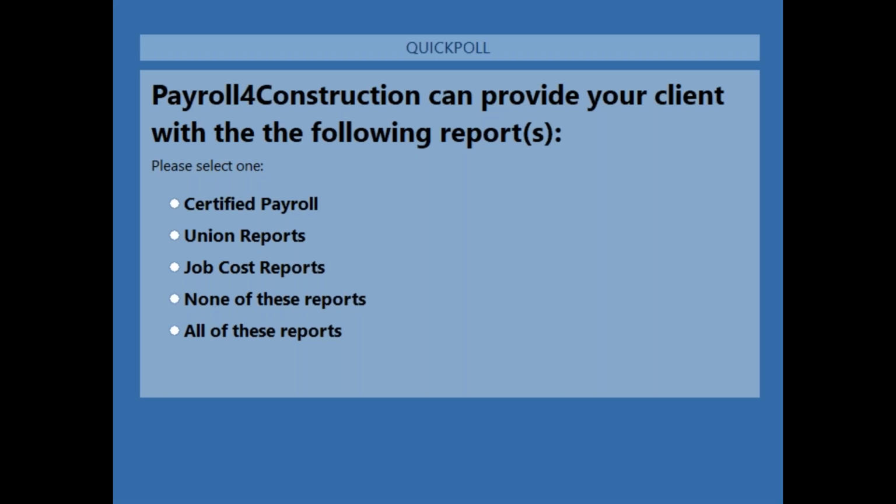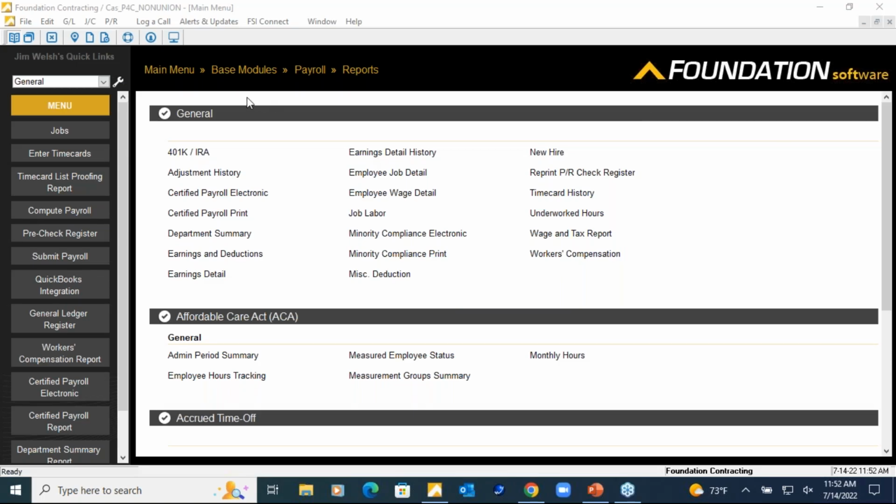Okay, looks like everybody answered. The question again: Payroll for Construction can provide your client with the following reports: certified, union, job costing, none of the reports, all of them. Absolutely, it is all of those reports. So good job, everybody got that one. So we'll close this out, get back to my screen.